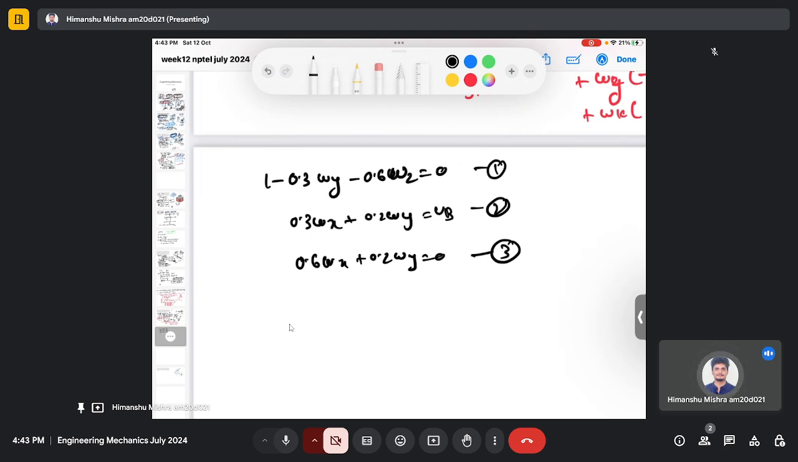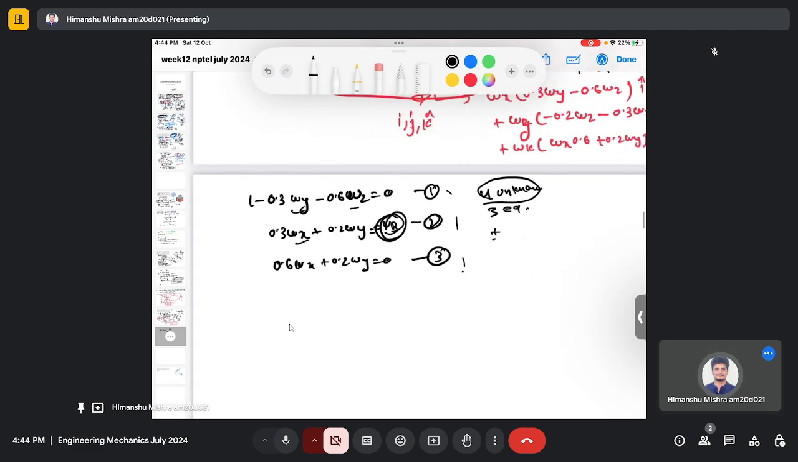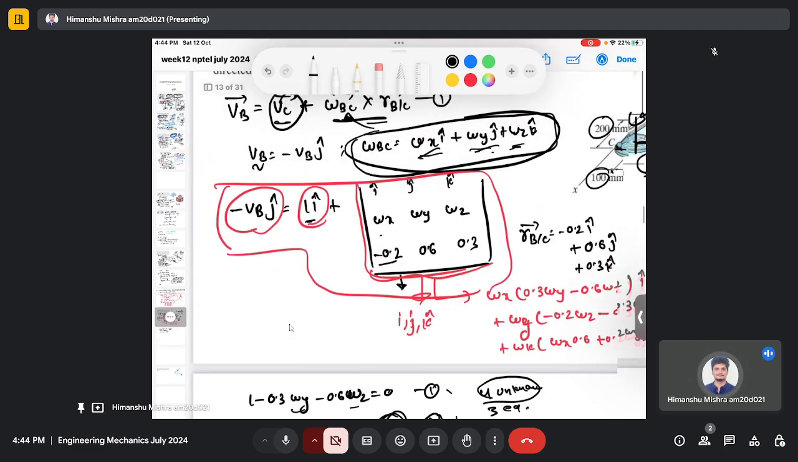You can see that the three unknowns are omega x, omega y and omega z, and we have three equations, but there is one additional unknown, VB, that we need to find. So this is our end goal, VB. So basically there are four unknowns and three equations. To solve these four unknowns, we need one more equation. We need four equations.